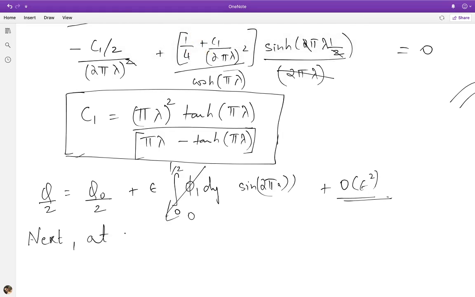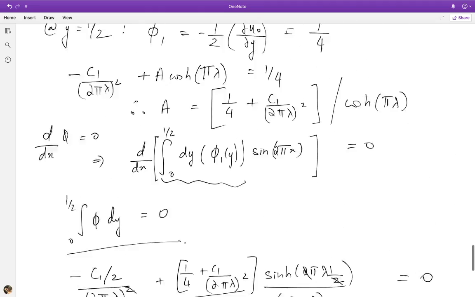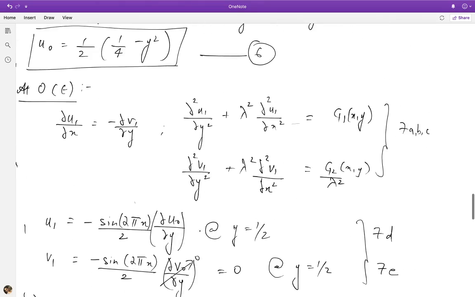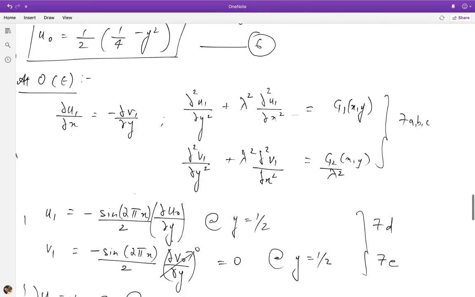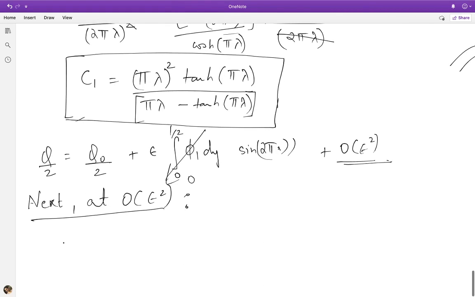So next we look at order epsilon squared. Now once again the domain equations are the same, so I shan't rewrite them. They look exactly the same as we had here, because there is an epsilon in the domain equations. It's only the boundary conditions which deserve attention. So the boundary condition, let's start with that on u at y equal to half.